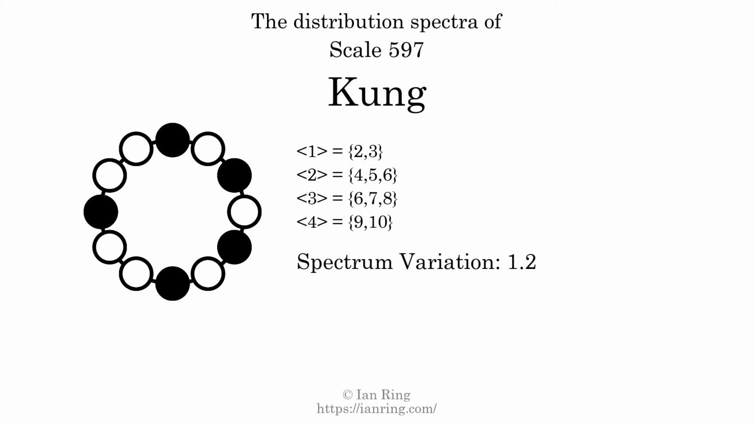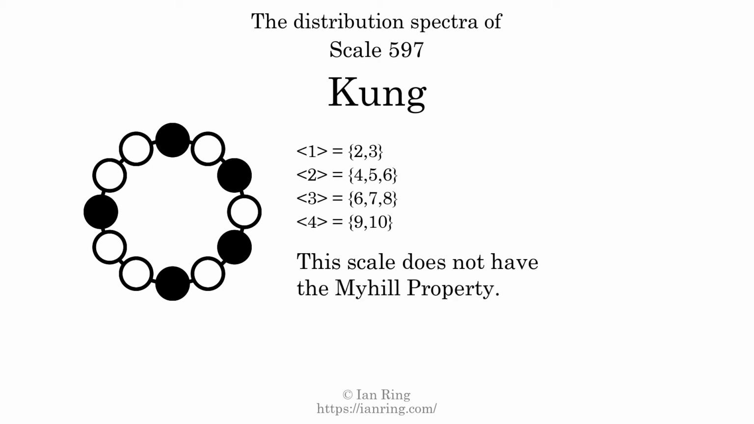Since the variation is greater than 0, this indicates that the scale is not perfectly even. The highest spectrum width is 2. Since this is greater than 1, we know that this scale is not maximally even. If every spectrum has exactly 2 specific intervals, we call that the Myhill property. This scale does not have the Myhill property.